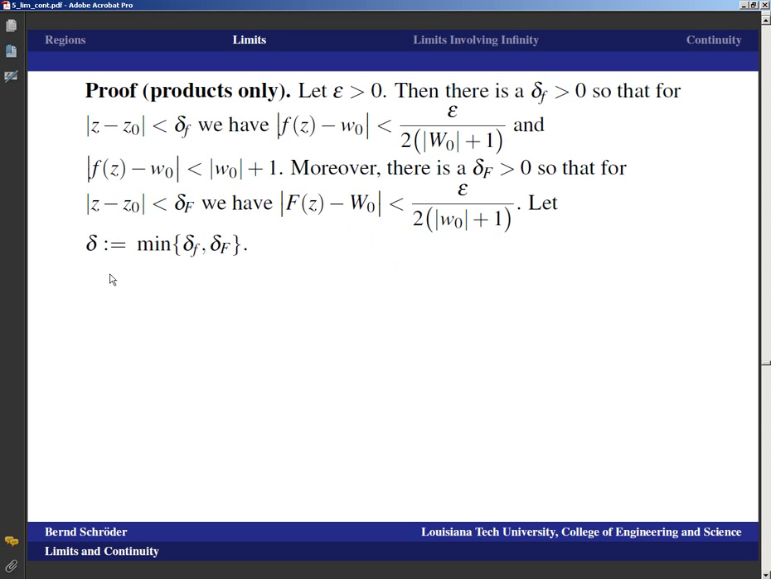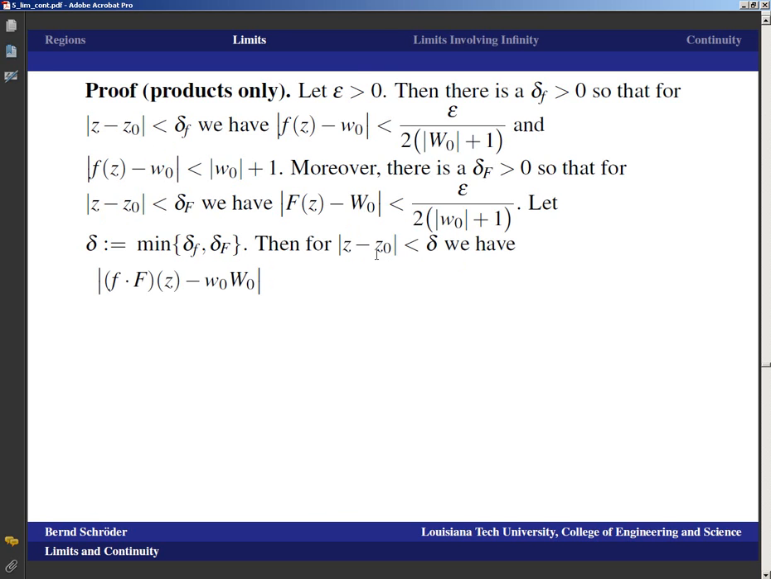Okay. Let delta be the minimum of delta lowercase f and delta capital F. Remember, that was a step we also had in the proof that limits are unique. We have two deltas, and because we want all the inequalities that are true when |z minus z0| is smaller than either of the deltas to be satisfied, we choose our final delta to be the minimum of all the other ones.